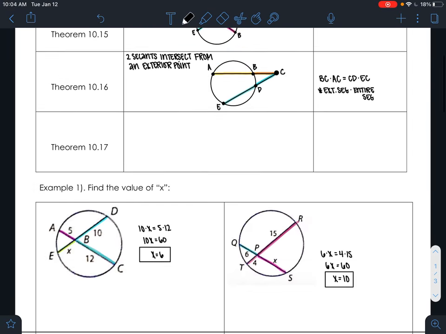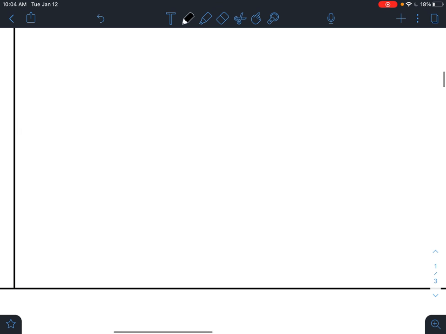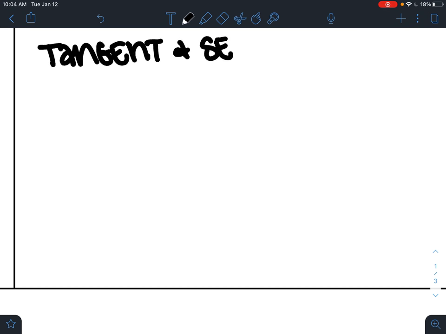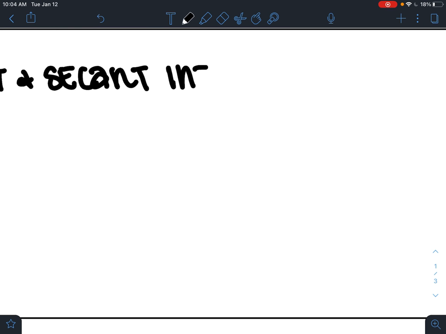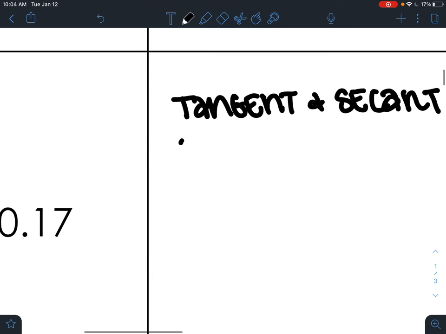Okay, so we're going to do our last example here. In our last example, what we have is a tangent and a secant that intersect from an exterior point.